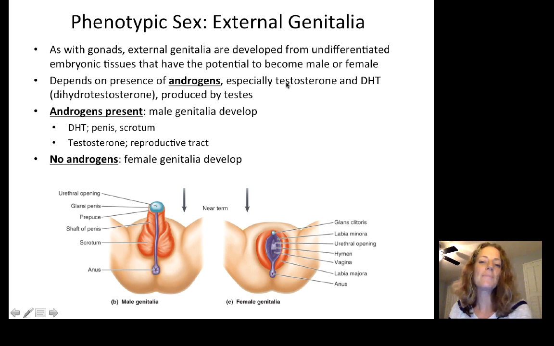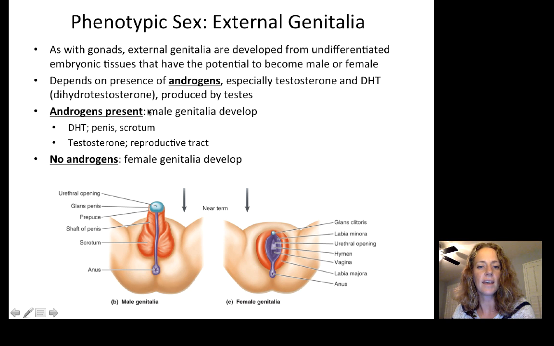So then the last bit is the external genitalia. As with the gonads, the external genitalia are also undifferentiated in early males and females. Then their differentiation depends on the presence of androgens, especially testosterone and dihydrotestosterone, DHT, produced by the testes. So again, we need to have functioning testes to get male external genitalia.